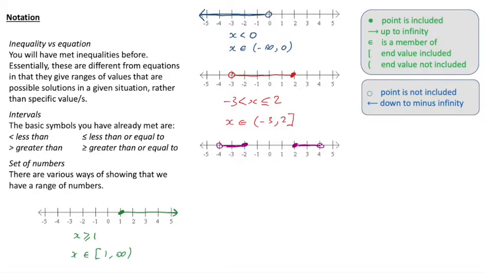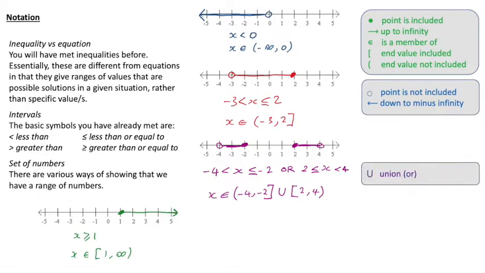Now we've got 2 intervals on here, so it means that x is between -4 and -2, or between 2 and 4, and then you'd have to clarify which of the endpoints was included. We can write that as x is a member of the set -4 up to -2 union with the set from 2 to 4, and the union symbol means or. So this is saying x is either in the first interval or in the second interval.